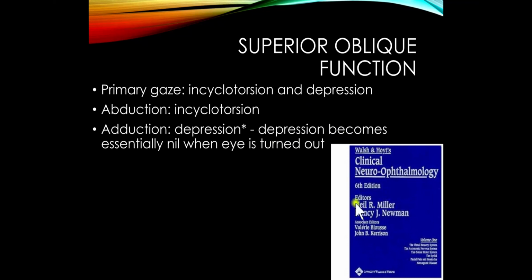But if I want to go to something authoritative about the eyes, just notice in primary gaze, in other words, when the patient is looking straight ahead, the action of the superior oblique is down and towards the nose, and there's some encyclotorsion. When the eye is in the abducted position, the superior oblique acts to encyclotort, and when the eye is looking towards the nose, remember that's the strongest action, it's a pure depressor. So here Walsh and Hoyt even say depression is essentially nil when the eye is in the abducted position.